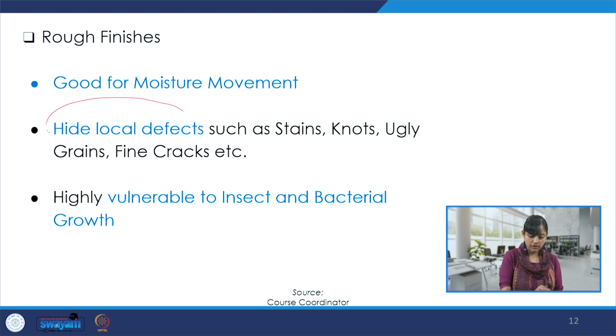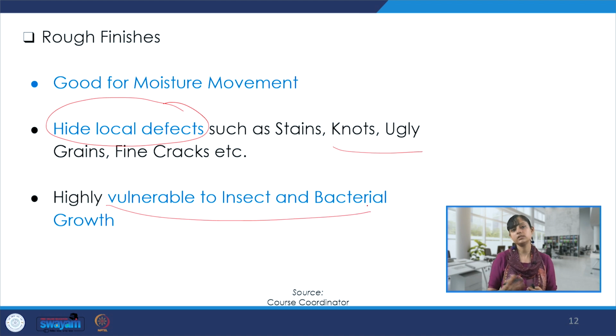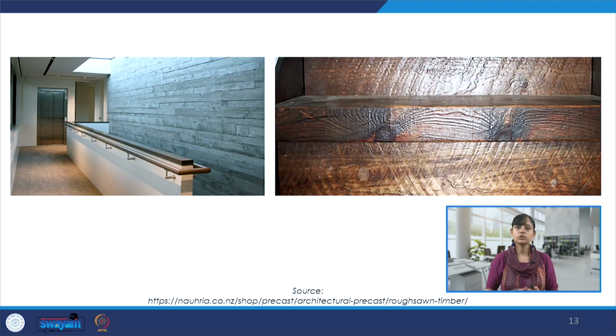Then the rough finishes also hide the local defects such as knots and cracks, etc. So now it depends on an individual whether you see them as defects or you want to utilize them as part of your design vocabulary and play around with them. But yes, technically speaking, timber does have some defects like what are mentioned on the screen, and the rough finish can aid in hiding those. They are vulnerable to insect and bacterial growth. That's another disadvantage. So these are some of the examples that you see here on the screen, which are rough finishes when we talk about timber.